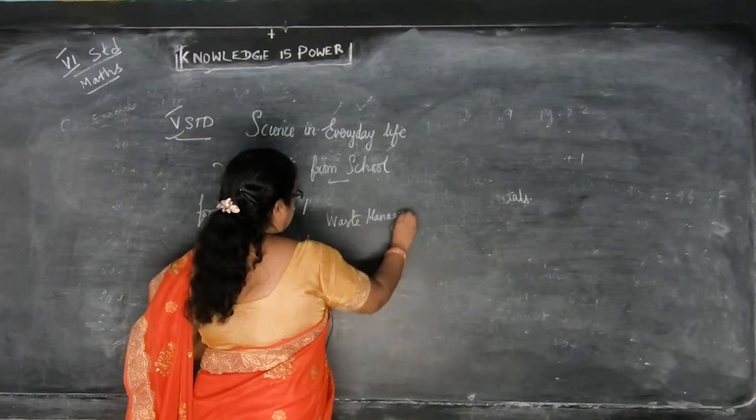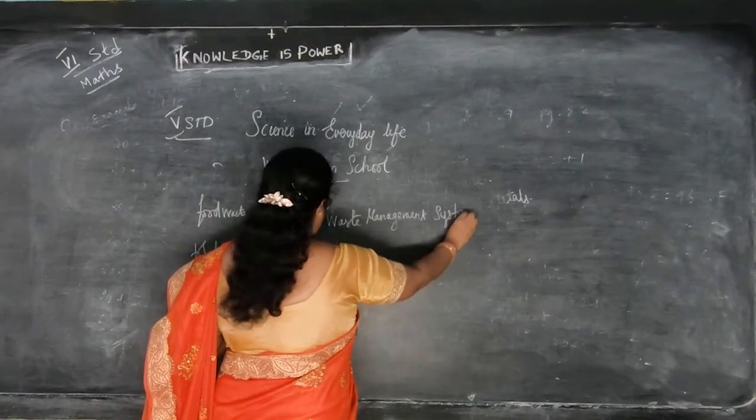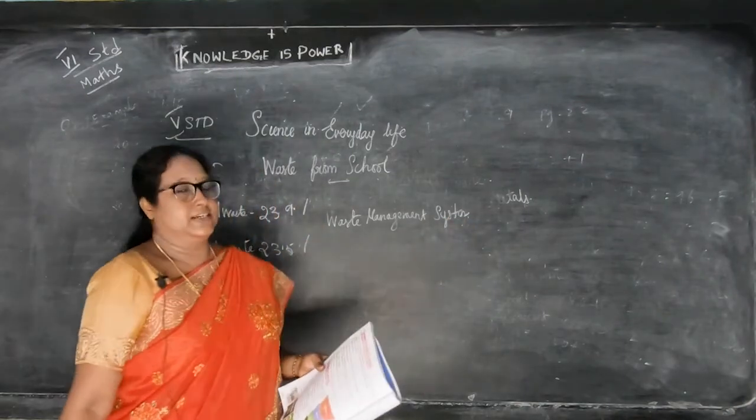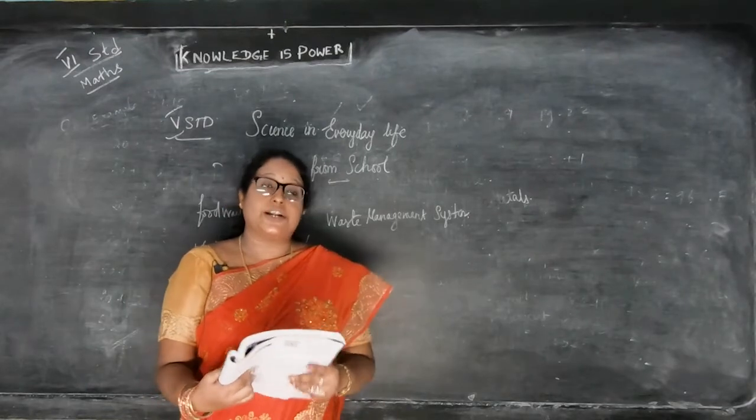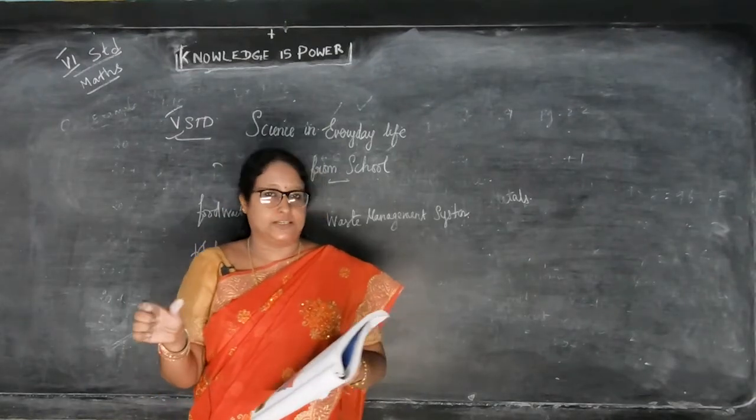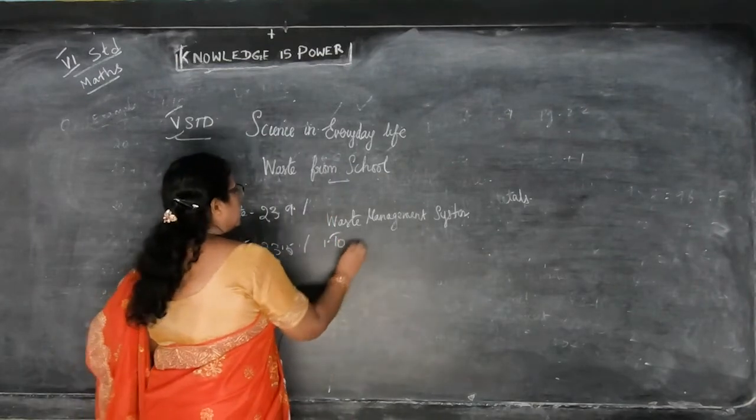Waste management system. Waste management is needed for the following reasons. So why do we need this waste management system? First, to control pollution. First is to control pollution.